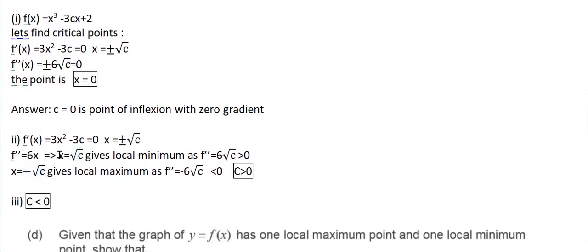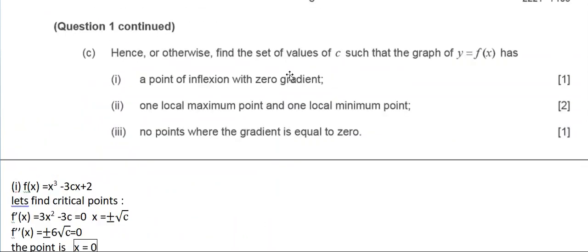So we have the second derivative equal to 6x. So when x equals plus square root of c, we have a local minimum. When x equals minus square root of c, we have a local maximum. So c more than 0 gives us the situation with a local maximum and a local minimum.